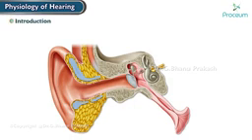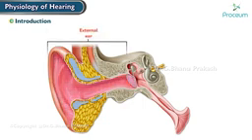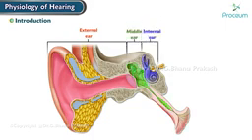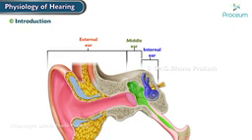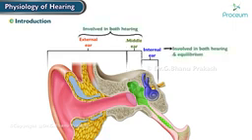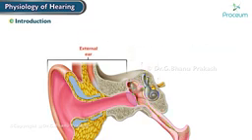Introduction. The ear is divided into three functionally distinct regions: the external (outer) ear, middle ear, and internal (inner) ear. The external and middle ear structures are involved in hearing, and the structures of the internal ear are involved in both hearing and equilibrium.